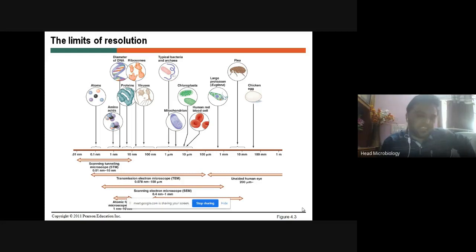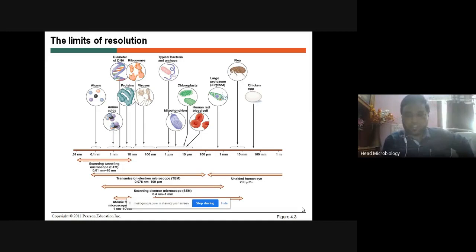So the atoms are in the range of 0.1 nanometers, and amino acids are in the range of 1 nanometer. The width of DNA is 10 nanometers, and proteins, ribosomes, and viruses are in the range of 10 to 100 nanometers. A typical bacterium, E. coli, measures around 1 micron, mitochondria measure around 3 to 4 microns, chloroplast 12 to 13 microns, and the RBC around 9 to 11 microns. 8 microns is the accurate size actually.